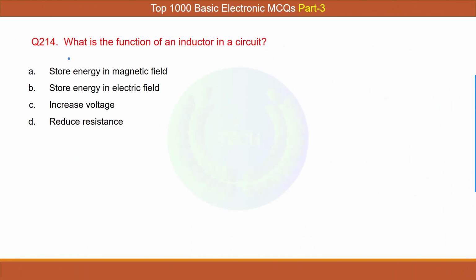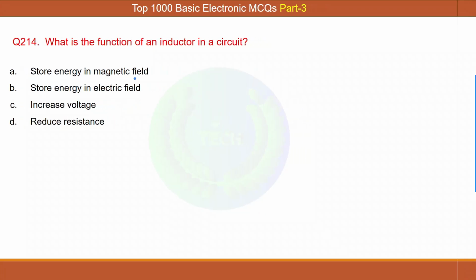Next question, question number 214. What is the function of an inductor in a circuit? Option A, store energy in magnetic field, option B, store energy in electric field, option C, increase voltage, option D, reduce resistance. The answer is option A, store energy in magnetic field.